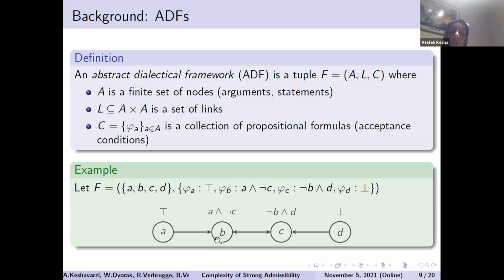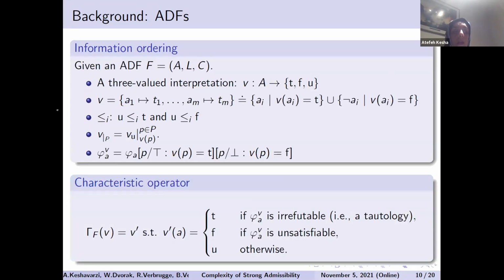For instance, here the acceptance condition of B says that B is acceptable if A is accepted and C is rejected. Semantics of ADFs is usually presented by interpretations, and an interpretation is a function that assigns each argument to true, false, or undecided. In our work, we sometimes choose this notion of presenting the interpretation in which we keep an argument as a positive literal if it's assigned to true, we keep it as a negative literal if it's assigned to false, and we don't present the arguments which are assigned to undecided.